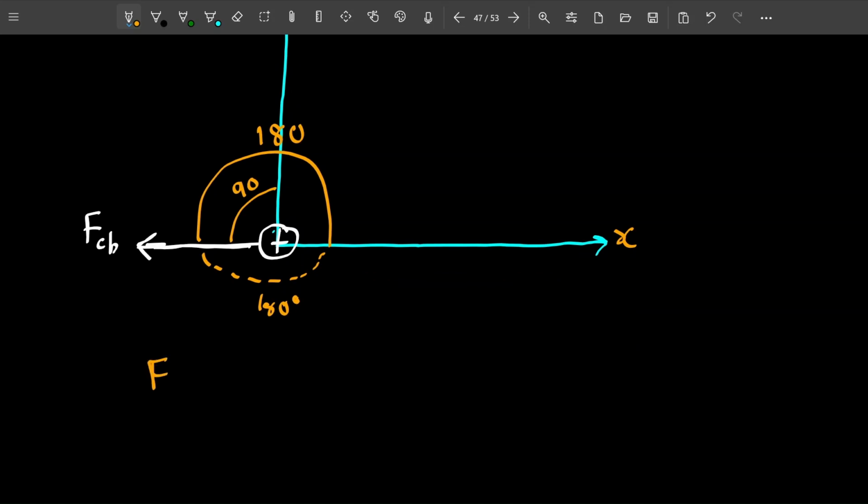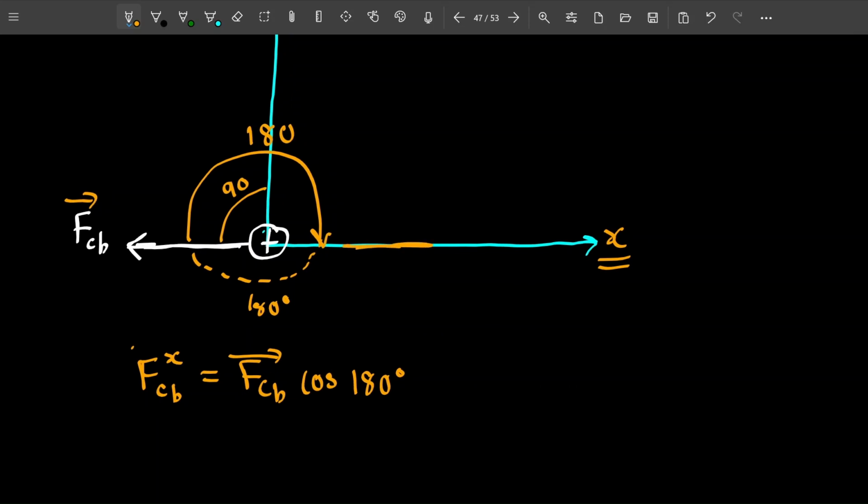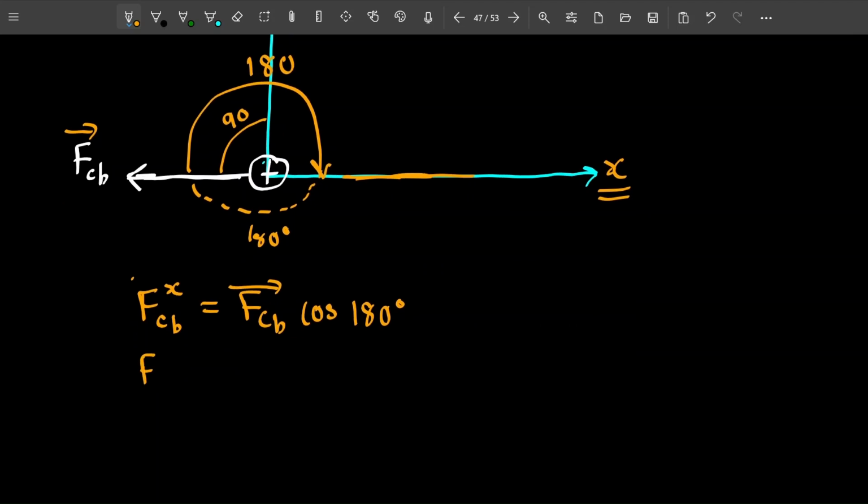So if I'm going to find FCB, this is FCB, the vector. If I'm going to find FCB in x, this is going to be FCB, right, the vector, then cos 180 degrees. Okay, that's the angle it's making with the positive x-axis, with this positive x-axis over here. Now, what if I want FCB in y? This is going to be equal to FCB, the vector. Then what? What is the angle it's making with the y-axis? Class, it's making an angle of 90, so cos 90 degrees. And this will give you an answer of 0, because cos 90, you put in the calculator, make sure your calculator is in degree mode, is 0.